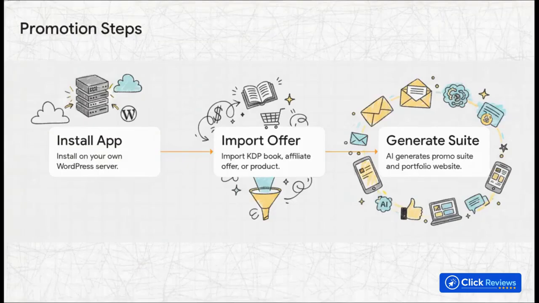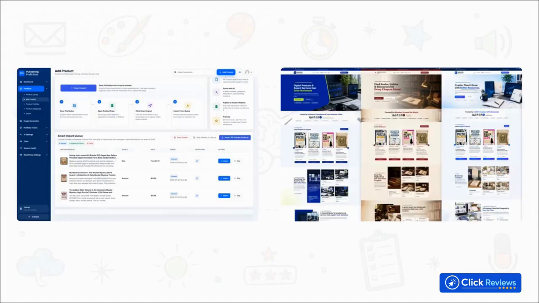So how does this actually work in practice? Like, how does a user go from a raw product idea or just a simple Etsy link to a fully fleshed out marketing campaign? Well, the sales material breaks the mechanics down into 3 distinct steps. Step 1 is installing the app on your own WordPress server. And hold that thought, because that is a crucial detail we are absolutely going to unpack a little later. Step 2 is importing your data. That could be a live Amazon link, an unpublished manuscript, or an affiliate product. And step 3, that's the payoff. Letting the AI generate your entire promotional suite, which includes emails, social posts, and even a fully polished portfolio website to showcase your offers.